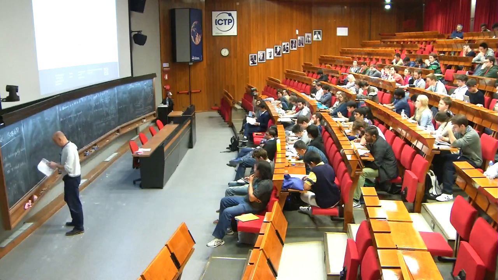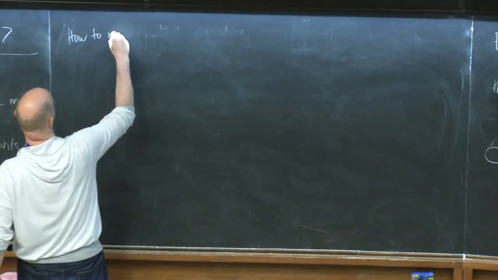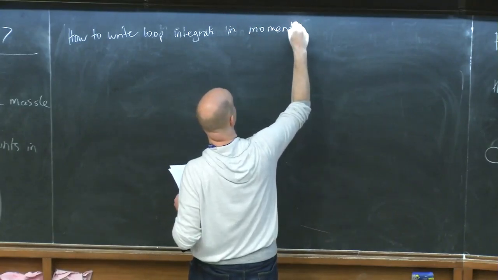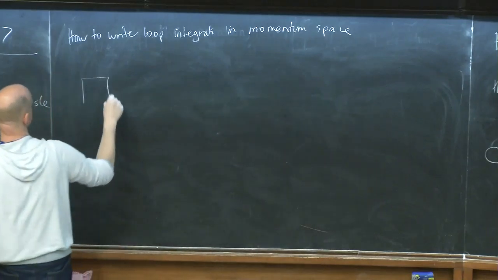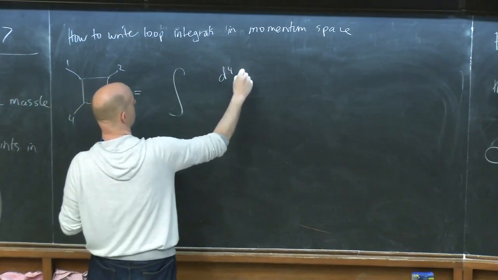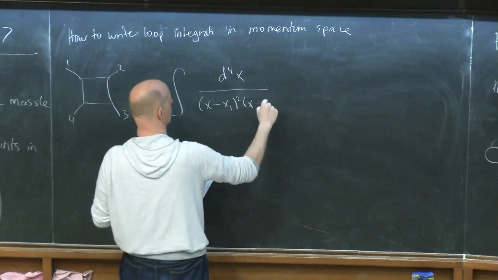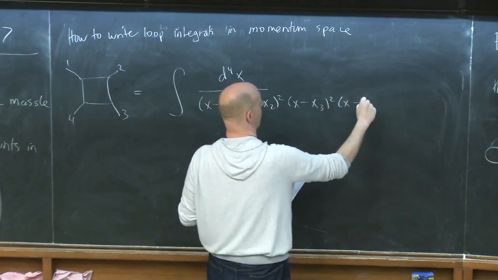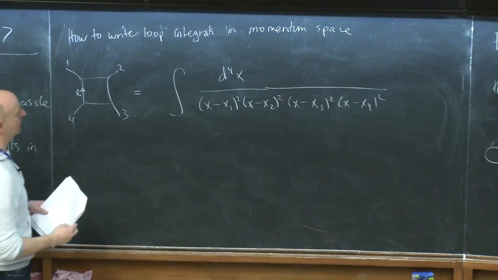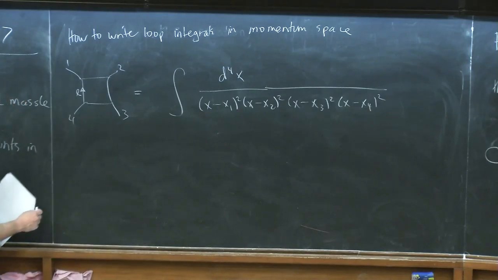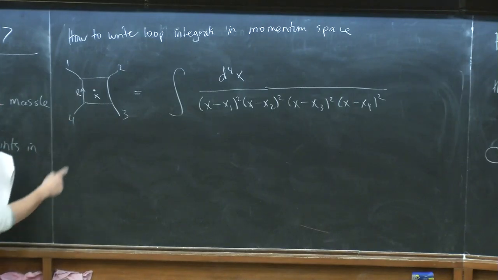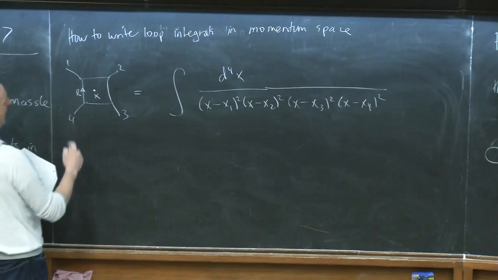Okay. First of all, how to write loop integrals in momentum space. Well, let's look at that example again. In that example, I had defined this leg to be L. A more symmetric way of writing that integral is to switch to these variables where you associate the integration variable not to one edge of your loop diagram, but to the face.